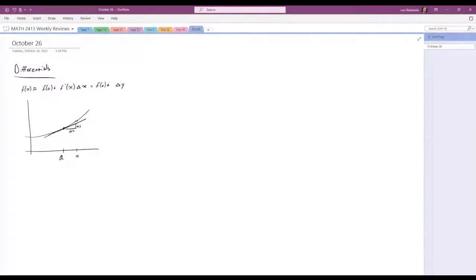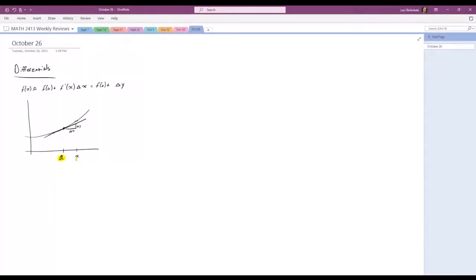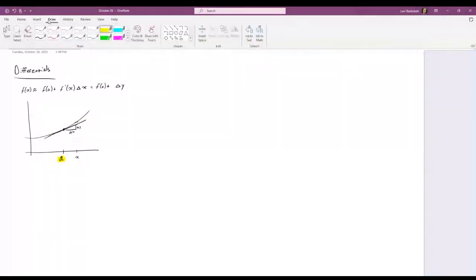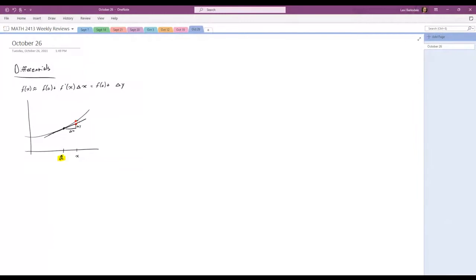Again, first we're going to start off with differentials. If you'll recall from last week, differentials are a way we can approximate a function value. So if we know the value of a function at a point A, and it's really close to a point X, we can use a tangent line approximation in order to find a point that is very close to the actual function value. So I've written this formula up here.